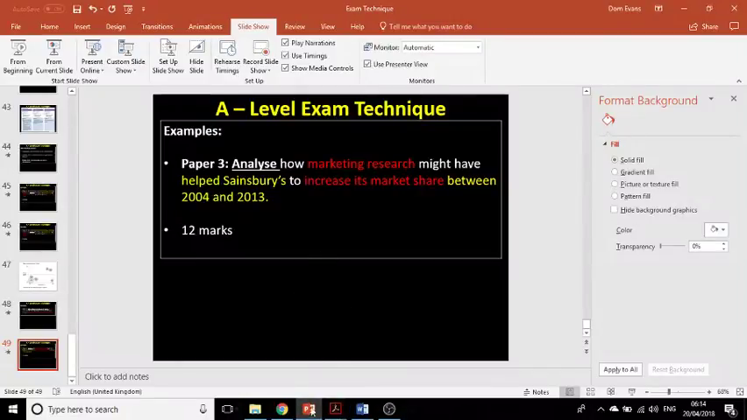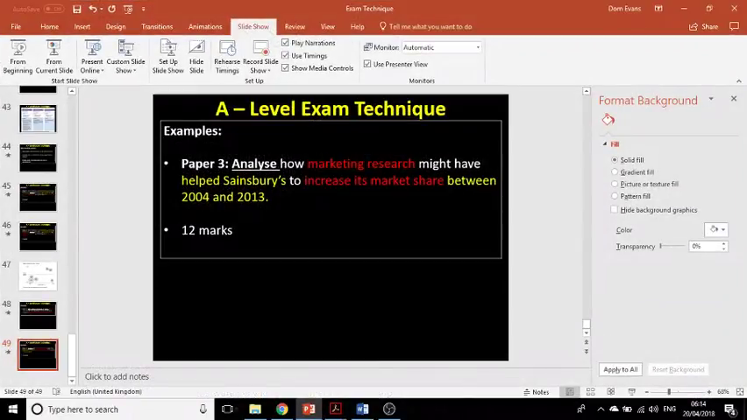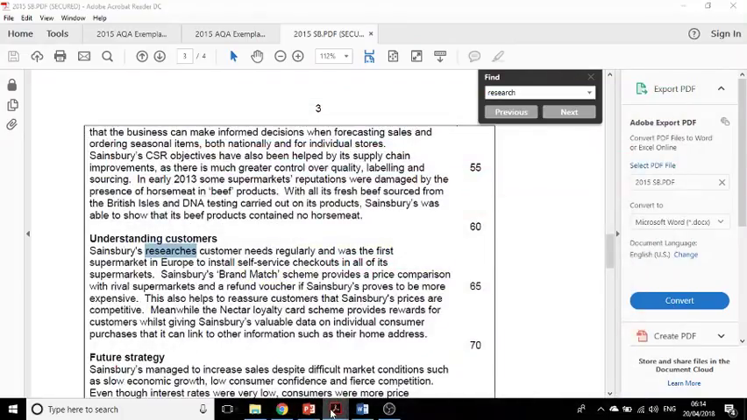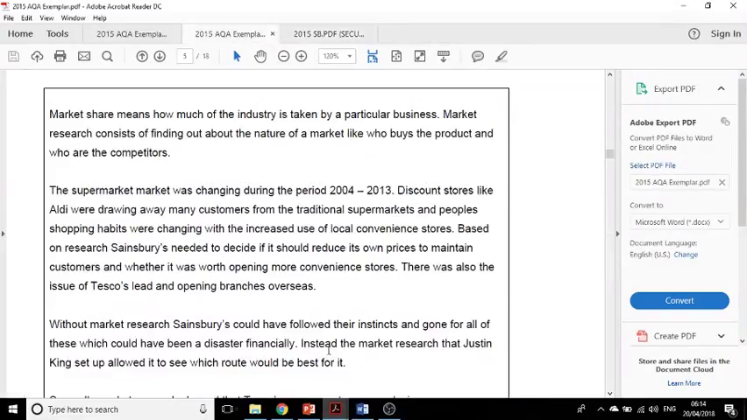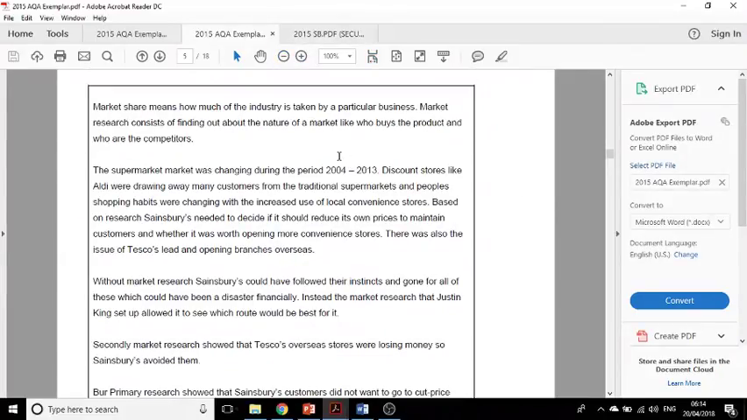And as I'm reading the case study, I will have just put some notes by there. I would have said research here, so I can just come back straight to this section of the case study and know that the information that I'll need is there. Now, this is an answer that was produced by a student, and you can see the structure of this answer.